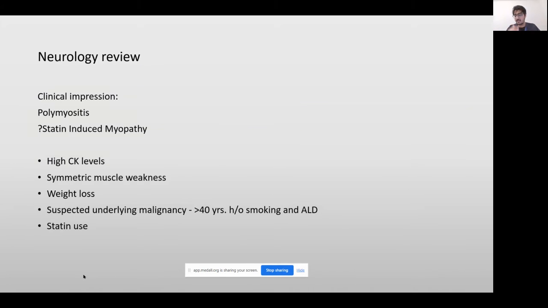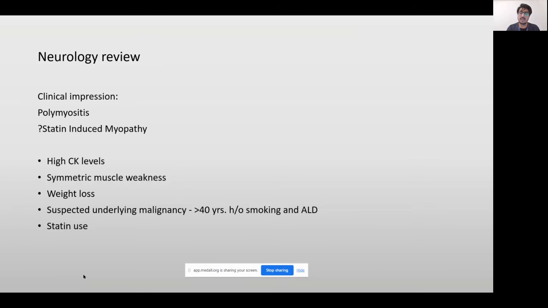On my assessment, my clinical impression was it could be polymyositis, and the reason was that I was suspecting an underlying malignancy. Because he has a history of asbestos exposure, he's smoking, he's taking alcohol, I was thinking it could be underlying malignancy, ultimately leading to polymyositis, muscle weakness and raised CK. My other impression was it could be drug-induced because he was on statins, so it could be statin-induced myopathy. But he has been taking statins for quite a while. It's not something new. He's been taking them for a long, long time.